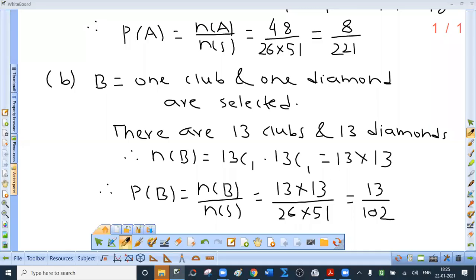Okay, so there was some problem on my end. I think I have explained the part that there are 13 clubs and 13 diamonds, right? So one club out of 13 can be selected in 13C1, that is 13 ways, and one diamond also in 13 ways. So what is N of B? 13 into 13. So what is P of B? N of B by N of S, 13 into 13 upon 26 into 51, that is 13 upon 102.